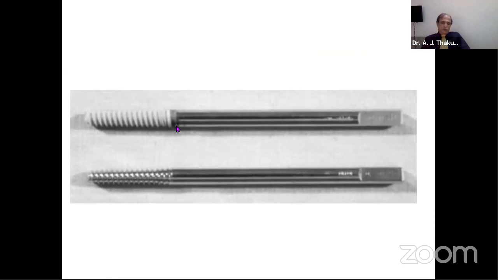Hydroxyapatite, as you know, has stood the test of time in hip joint coating. Stem coating is very well worked out and it's very satisfactory. So that has also been adopted here, and for long term, coated pins are quite useful.